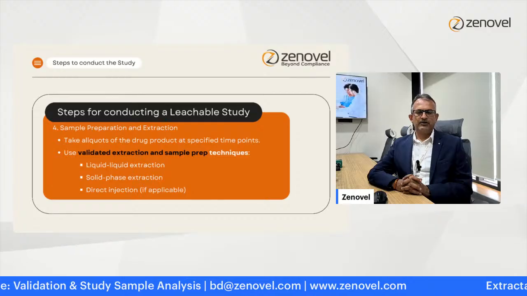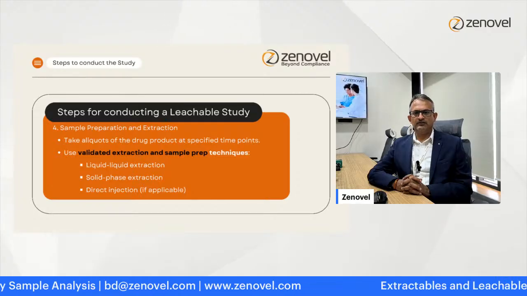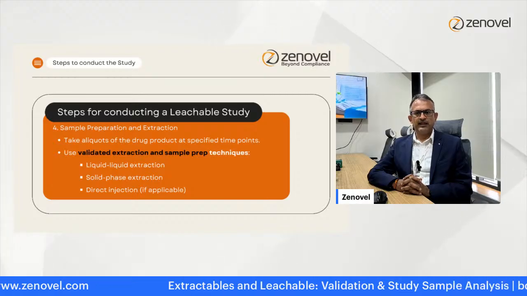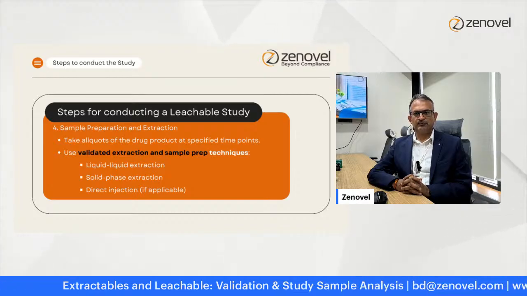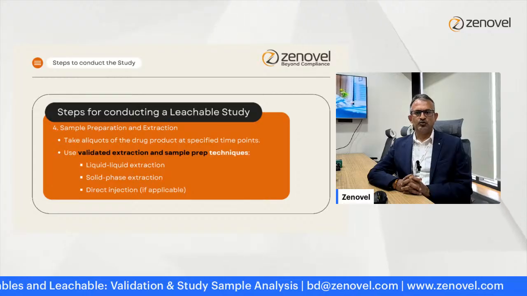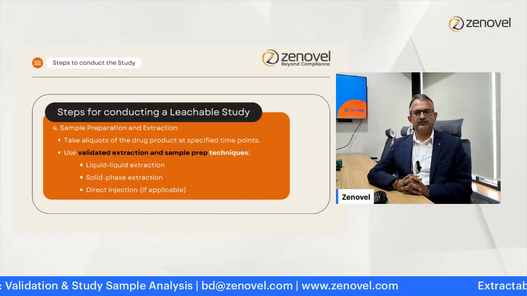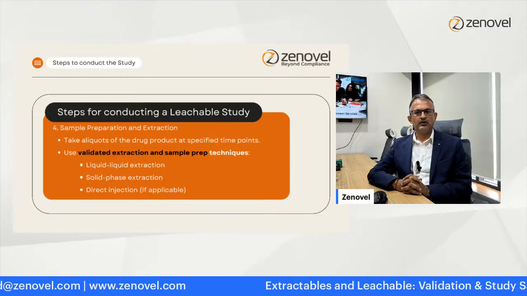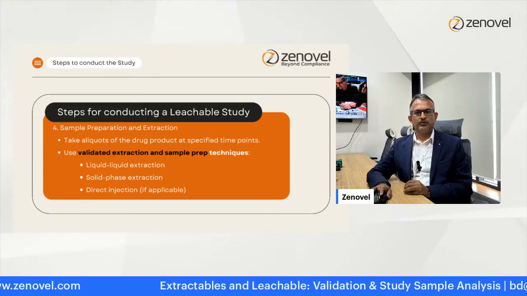Then after selecting all these parameters, sample preparation and extraction is the next step. Take aliquots of the drug product at the specified time points. Use validated extraction and sample preparation techniques, for example, liquid-liquid extraction, solid phase extraction, or direct injection can be performed.